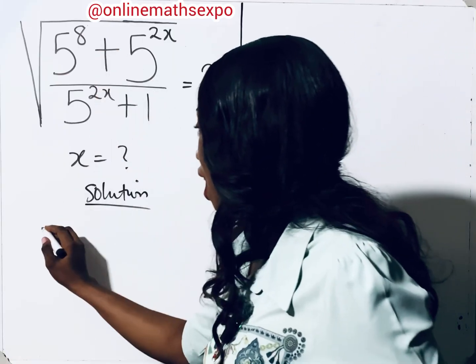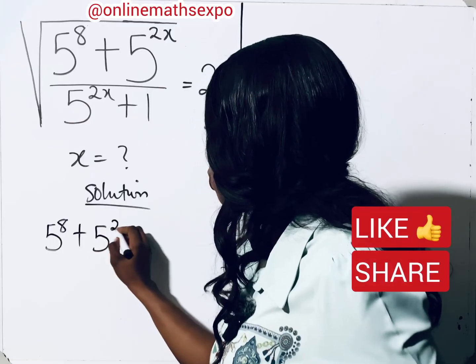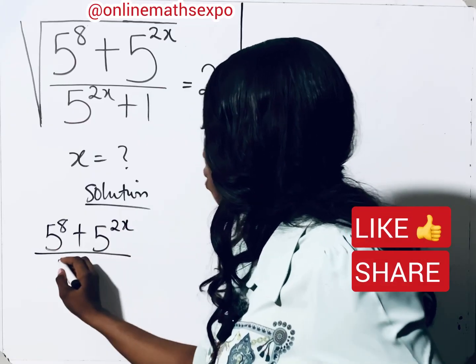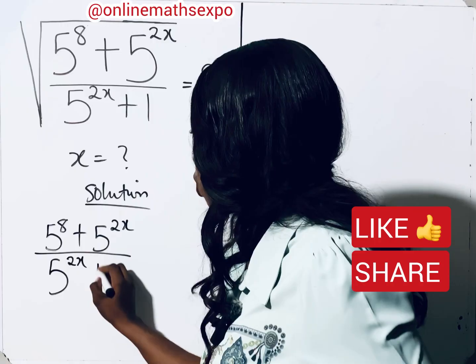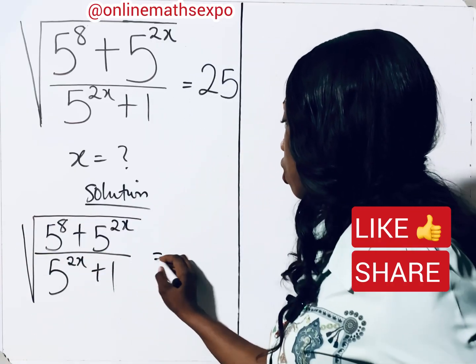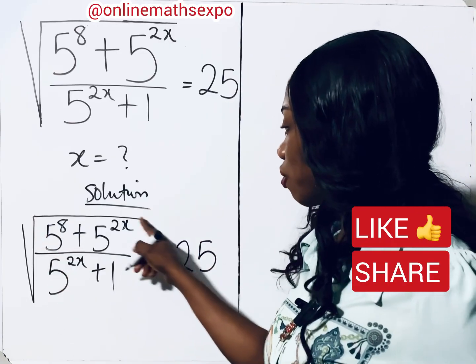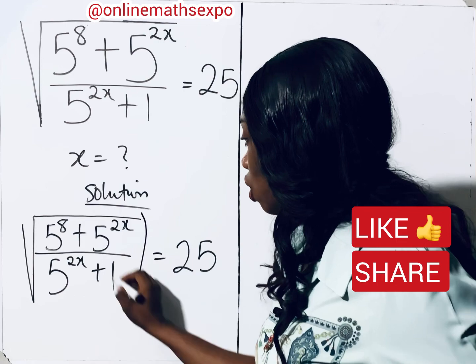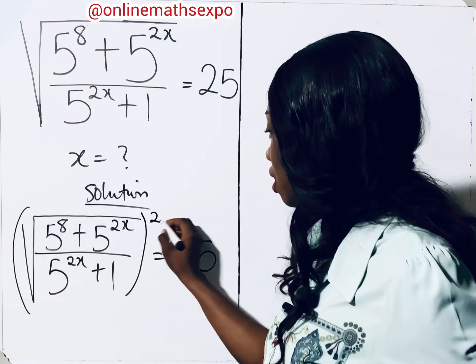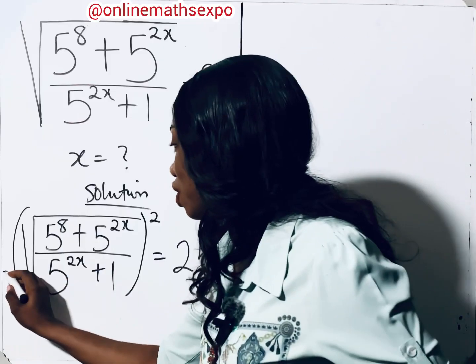So we're going to now have 5 to the power of 8 plus 5 to the power of 2x divided by 5 to the power of 2x plus 1. Remember, there is a square root there. Then it is equal to 25. So we want to remove the square root, and if you do that, you are going to square. You are squaring the left side, and you also square the right side so that the equation will be balanced. Now what do you do next?